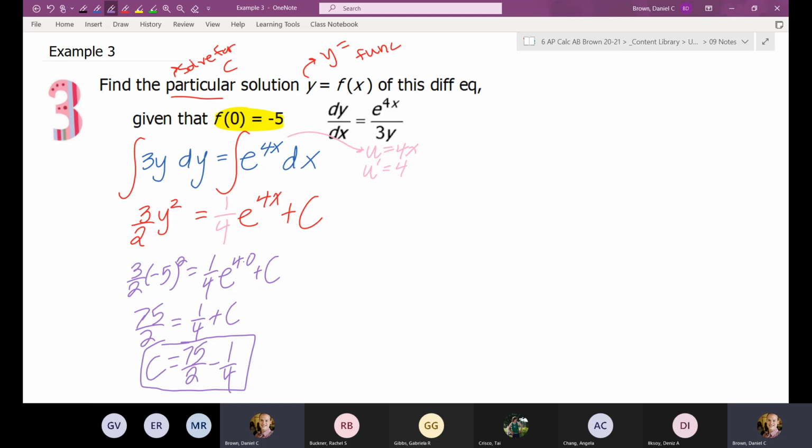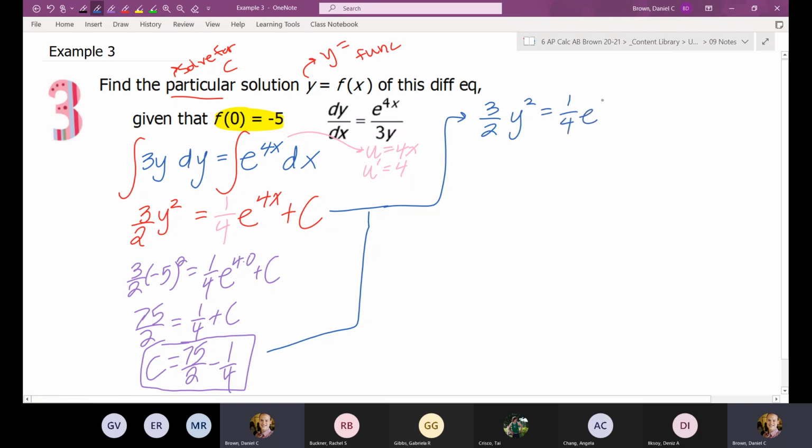So that's my C. So let's go ahead and plug that C into the problem. So I'm going to go back to this general solution. So I'm going to combine this answer with this answer. And so I would have 3/2 of y squared is equal to 1/4 e to the 4x plus c. I didn't simplify mine, you might have.